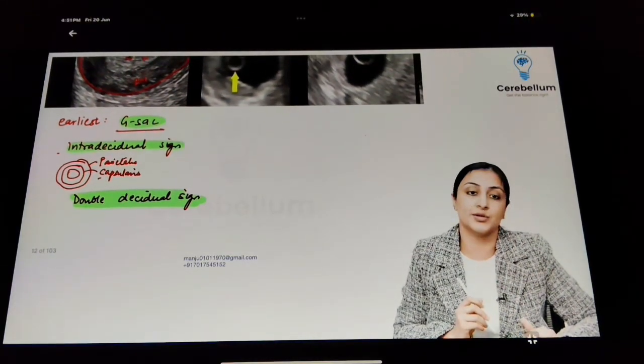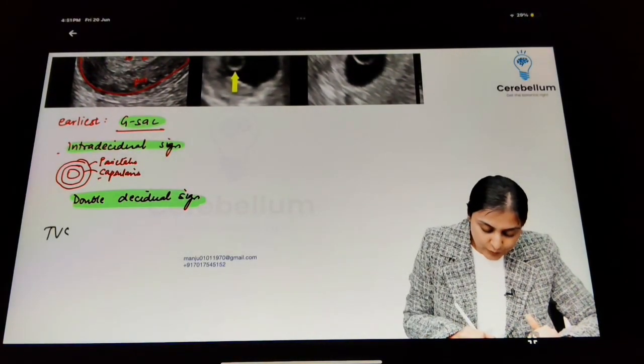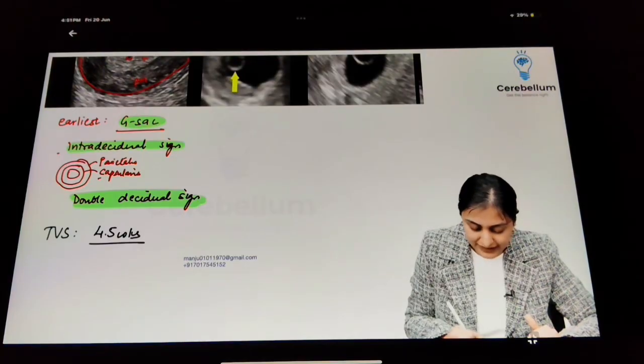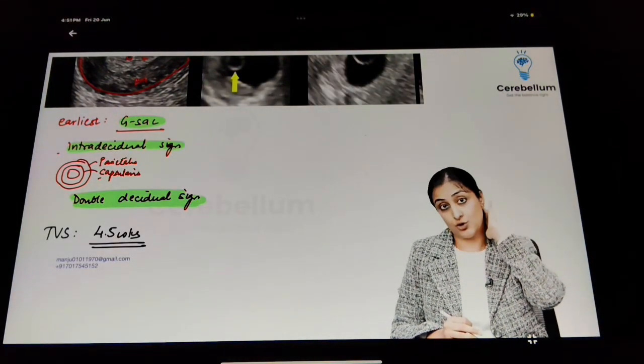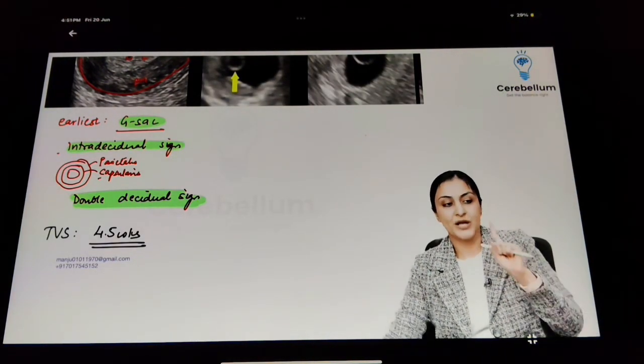When is the earliest that you can see a G-sac? That happens to be 4.5 weeks. So you want to remember, close to 4.5 to 5 weeks is when we will see it on a transvaginal sonography. If you ask me, what about transabdominal sonography? Only add 1 week, always.